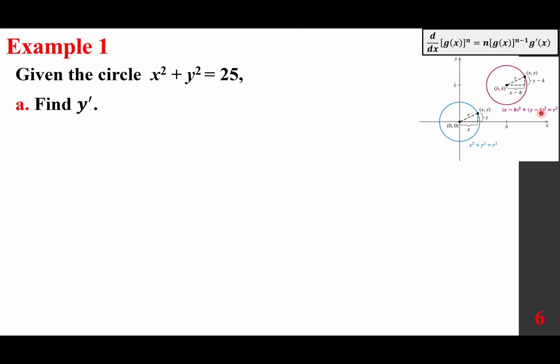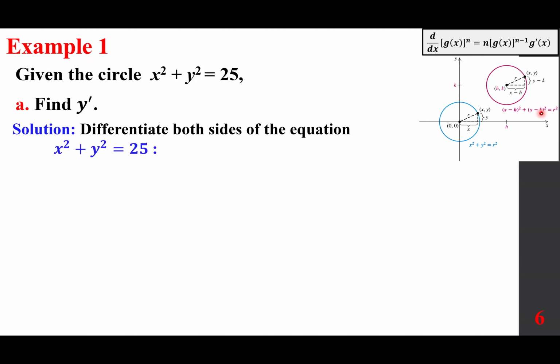So let's differentiate both sides. And that's the concept of implicit differentiation. Obviously, for x squared we have no problem, and we know the answer is 2x. What about y squared? Remember, y is g of x. So what is the derivative of g of x to the power of n? It's n, g of x to the power of n minus 1, g prime of x.